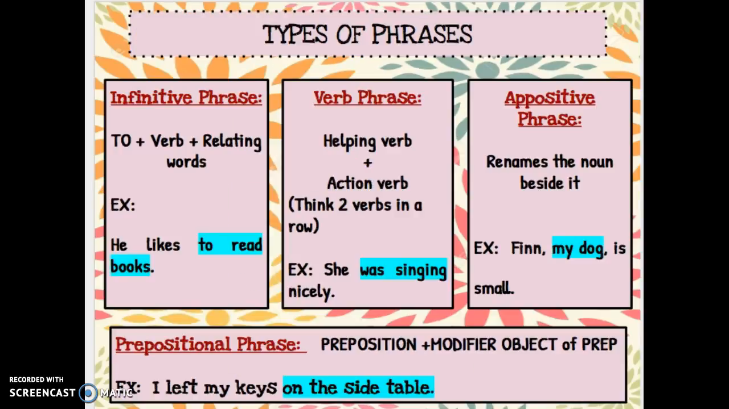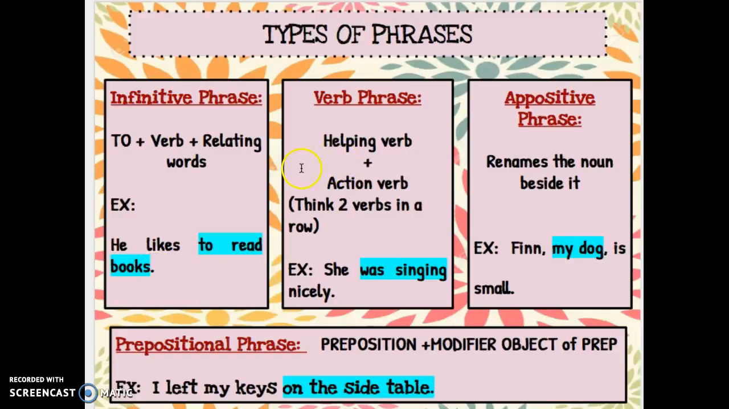Now we have four different types. We have the infinitive phrase, the verb phrase, the appositive phrase, and the prepositional phrase. When we talk about the infinitive phrase, we're talking about the word to plus a verb and any words that are relating to it. So for example, he likes to read books. You can see to read books. I have my word to, I have my verb read, and then any word that relates back to it, which in this case is the word books.